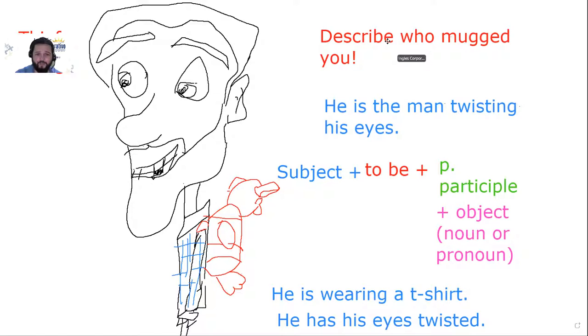All right, guys, so why do we use this? Because we can describe people like this, right? This is what's on the platform. Do you remember the grammar focus for this section? We use participles and prepositions to describe people. So today we're going to practice participles, and then we're going to see prepositions. Very good.